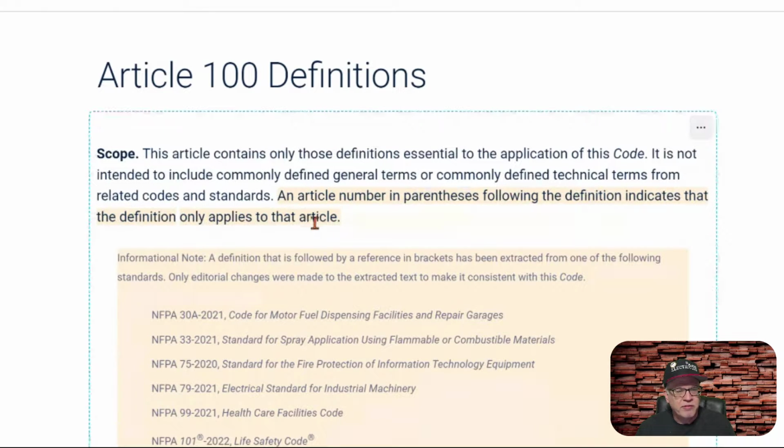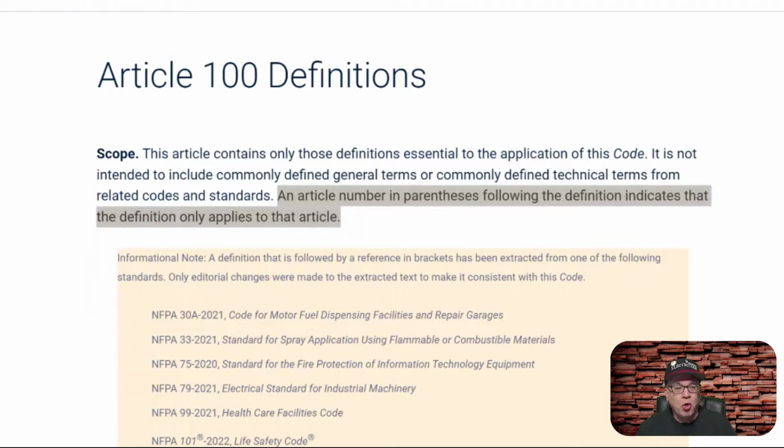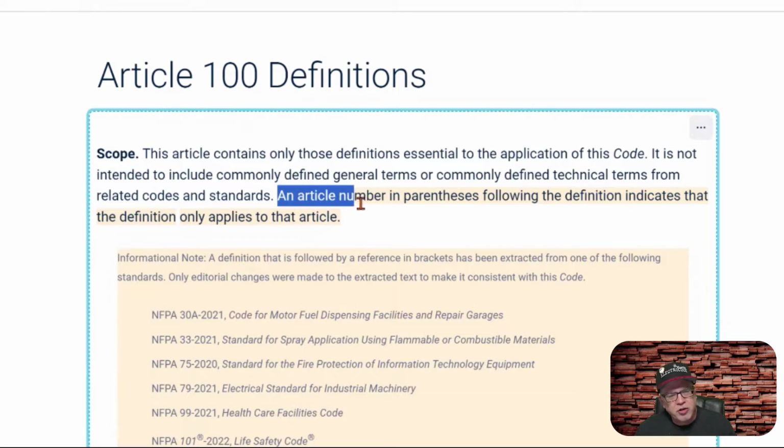And boy, what do we see right up here in the middle? In fact, it's even been added for the 2023 edition. So that's important to know which edition you're in. Okay, so here, this is very specific to 2023. And what does it say? An article number in parentheses following the definition indicates that the definition only applies to that article.